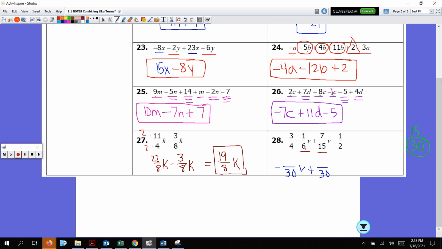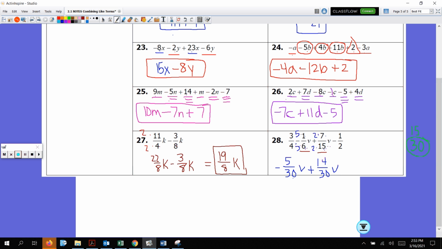It's 5. So whatever we do to the bottom, we do to the top. Because 5 times 6 is 30, 5 times 1 is 5. Now I have to fix my second fraction, 7/15. What times 15 gives us 30? It's 2. So 2 times 15 gives us 30. 2 times 7 gives us 14. That's our new numerator.